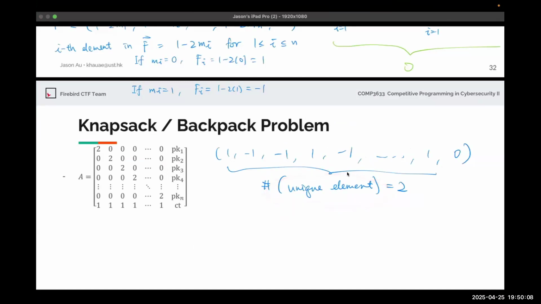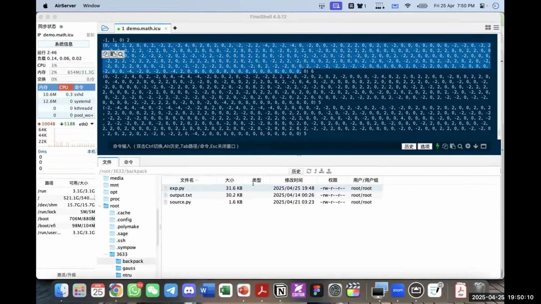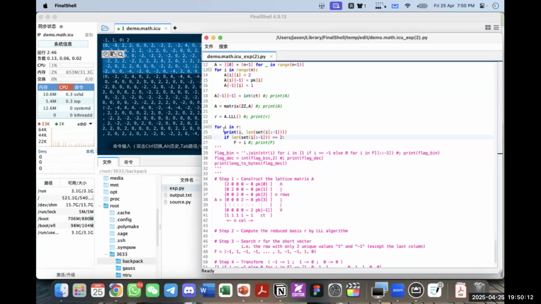Maybe we just find out what this row is. So if the length of the unique elements is equal to 2, then we will output this as f. We define this as f, and then we print this f out. Let's see. Perform that again.